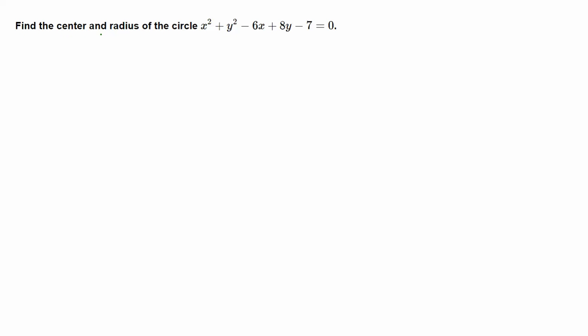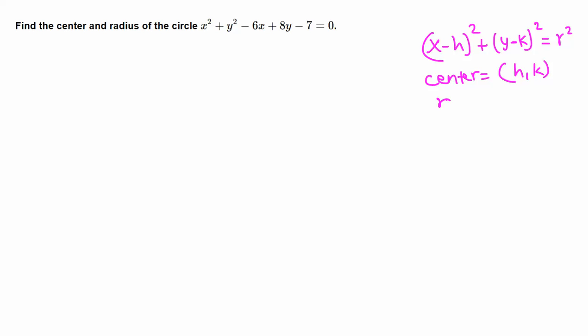Find the center and radius of the circle x squared plus y squared minus 6x plus 8y minus 7 equals 0. And recall that the standard form of a circle is given by (x minus h) quantity squared plus (y minus k) quantity squared is equal to r squared, where (h, k) is the center. So the center is (h, k) and the radius is r.